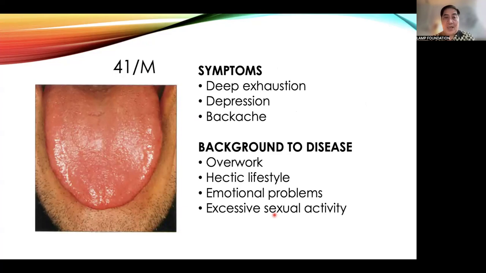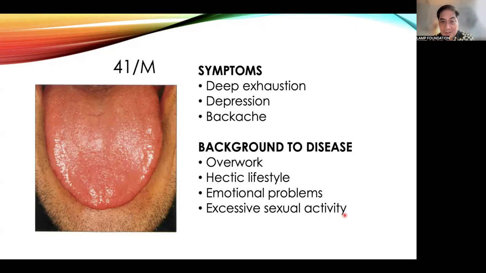Okay. The symptoms: deep exhaustion. What do we mean by this? Even if the patient sleeps the whole day prior, it's still not enough, still tired. Depression and backache. Okay. Background to disease: overwork, hectic lifestyle, emotional problems. I tell you, emotional problems can impact your back.